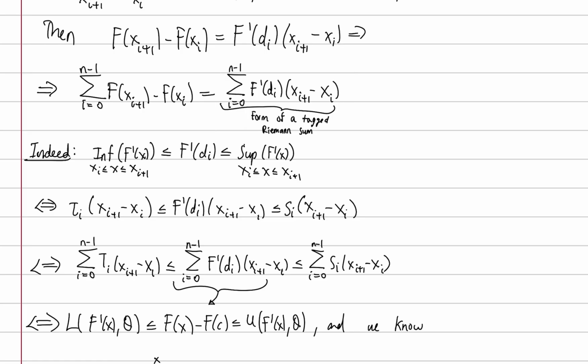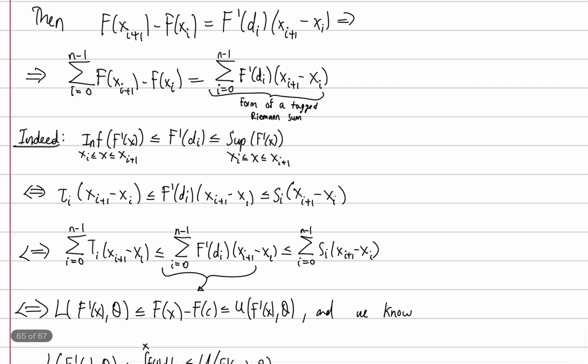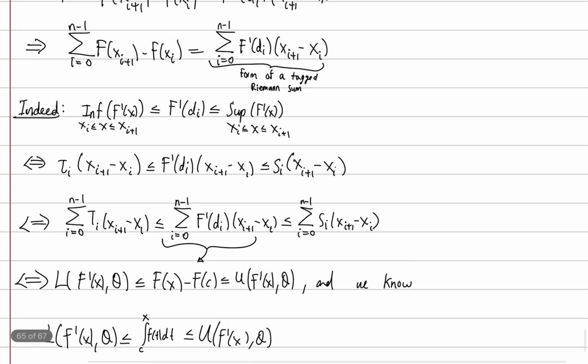But we know that the infimum of this and the supremum of this are both less than and greater than just this, right? Hopefully, it's not too difficult to see. The infimum is a lower bound and the supremum is an upper bound. And remember, we came up with the notation P sub I for the infimum and S sub I for the supremum, and we'll multiply by x sub I plus 1 minus x sub I.